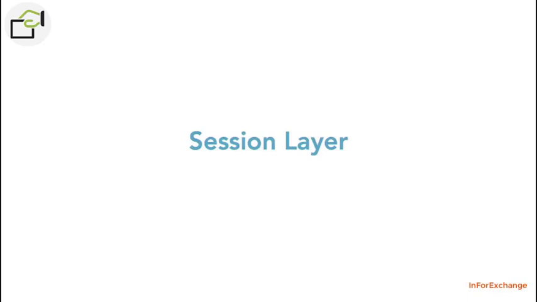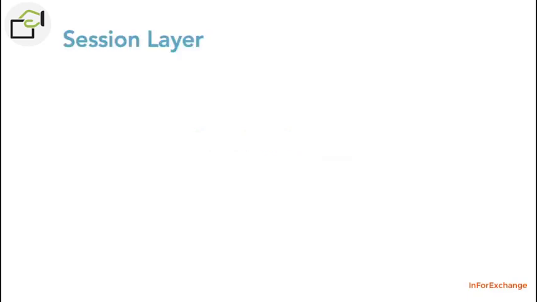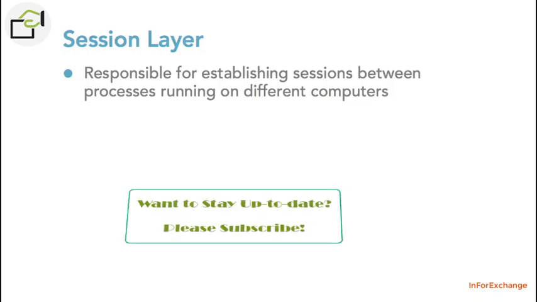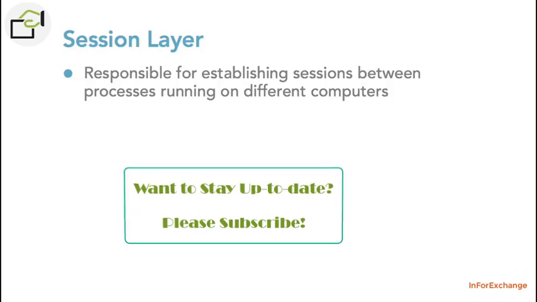The next layer we want to look at is layer 5, or the session layer of the OSI model. The session layer is responsible for establishing sessions between processes running on different computers. Now, the important thing to take away from this is that the session layer establishes sessions between processes running on different computers. It does not establish the connection between the computers. It establishes the connection between processes that are already running on the computers.